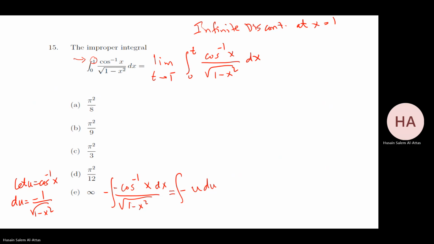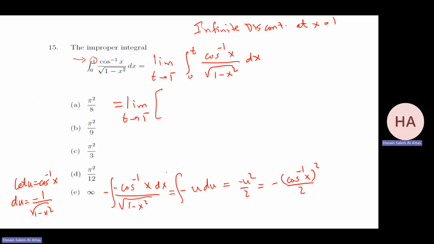Integral. Yeah, this is du with the minus sign. Yes, I have minus u du. That will be minus u squared over 2, which is minus cosine inverse x squared over 2. So that will be the limit as t goes to 1 from the left of minus cosine inverse x squared over 2 from 0 to t.